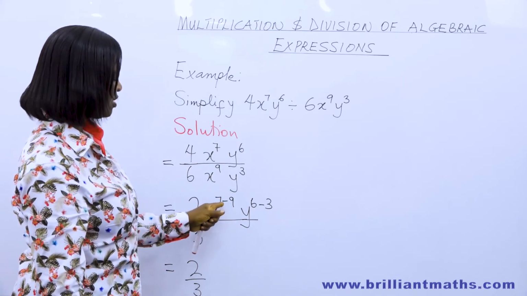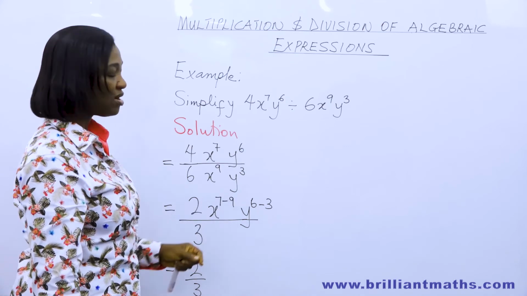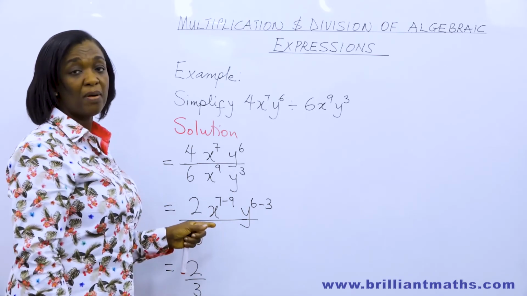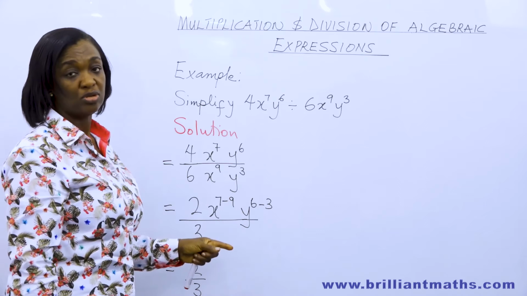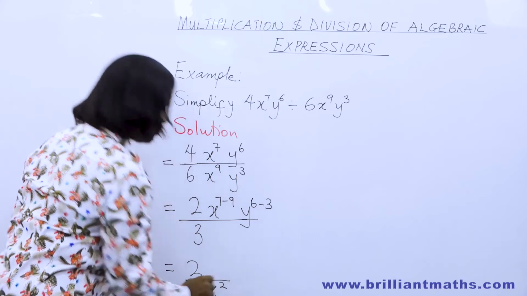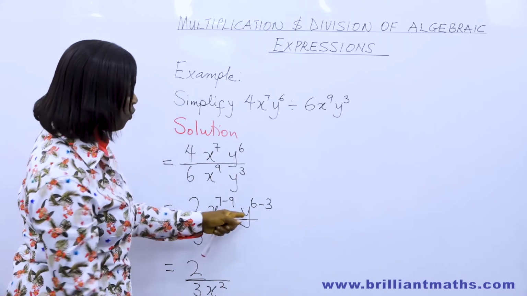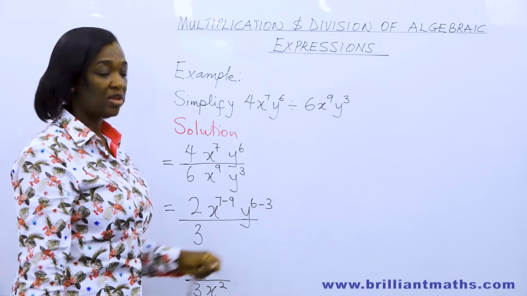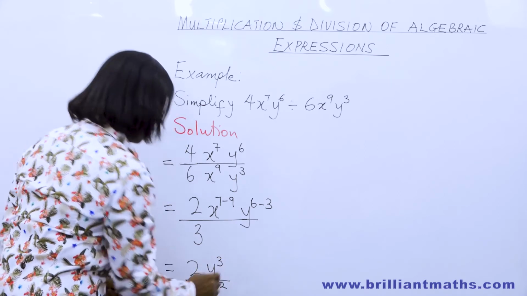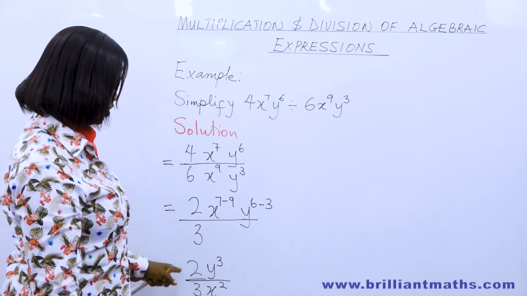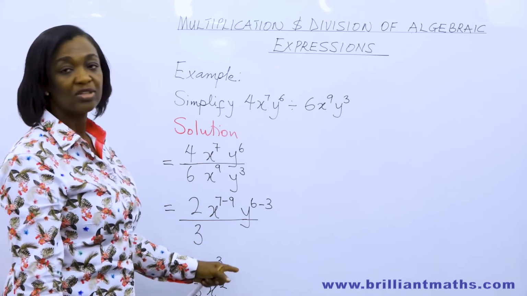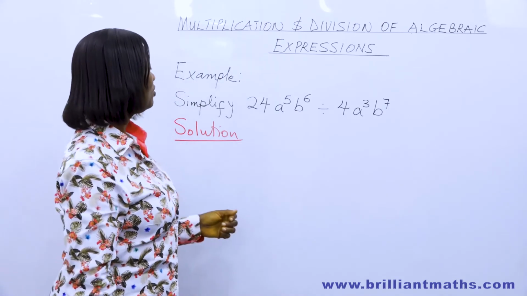x to the power 7 minus 9 will give us x to the power minus 2. That means that x is actually at the bottom. And then y to the power 6 minus 3 will give us y to the power 3. So our answer is 2y to the power 3 over 3x squared.